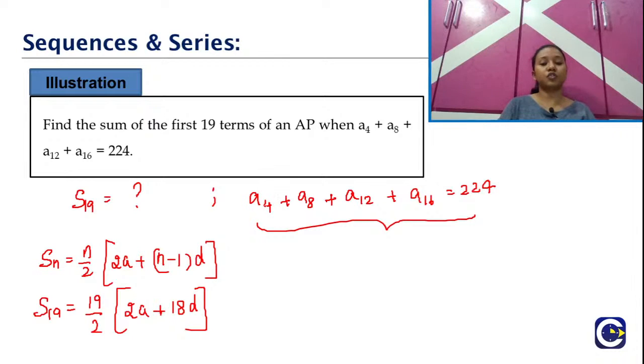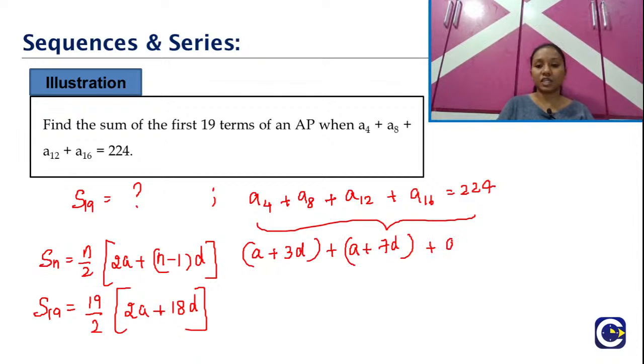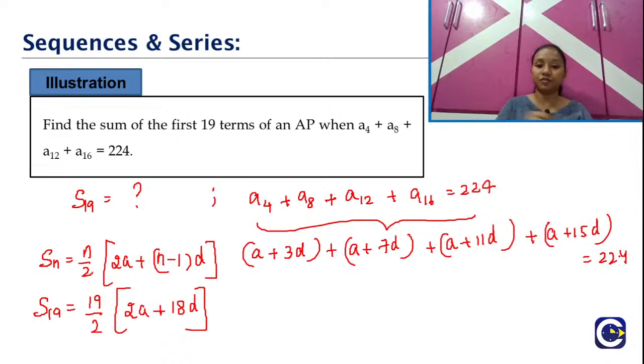So here this is the fourth term. In our AP, how can we represent this fourth term in terms of a and d? So a plus 3d. Similarly, the eighth term is a plus 7d. Similarly, A12 is a plus 11d. And then the 16th term is a plus 15d. So this sum total will be equal to 224.